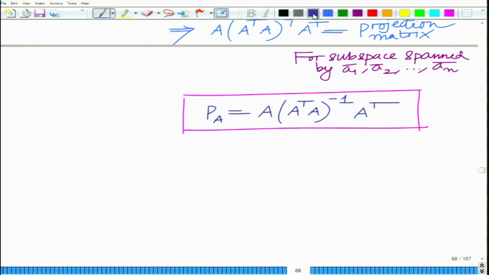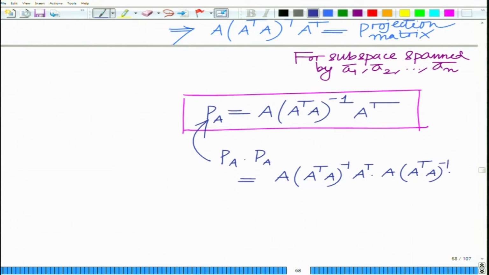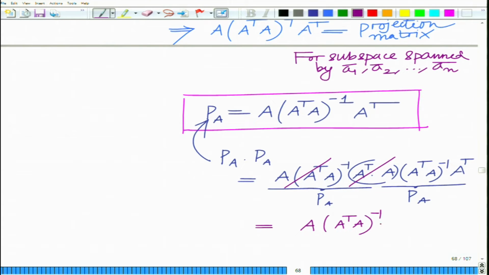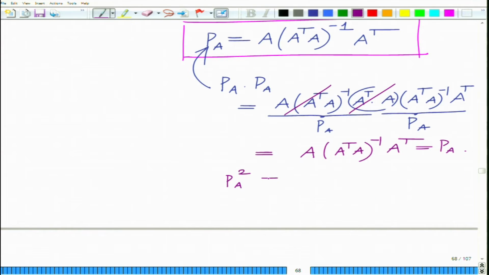One of the most interesting properties of the projection matrix is that if you look at PA times PA, that gives you A transpose A inverse A transpose multiplied by A transpose A inverse into A transpose. So, this is PA multiplying by PA, and you can see now you have A transpose A times A transpose A inverse. So, these things cancel, and what you are left with is again A transpose A inverse into A transpose, which is PA. So, this satisfies the property PA square equals PA. In fact, PA raised to the power of n, for any integer n greater than or equal to 1, is PA.